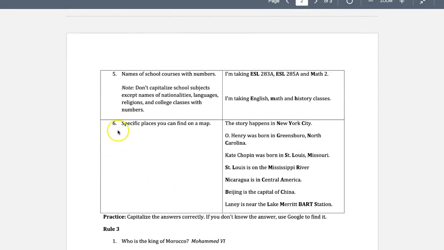And the last one is specific places you can find on a map. So the story happens in New York City. Notice each word is capitalized. All these examples are places you can find on a map. Read them carefully.